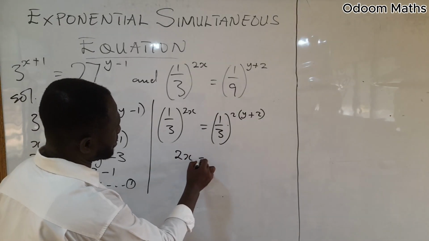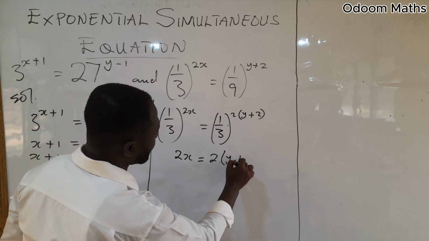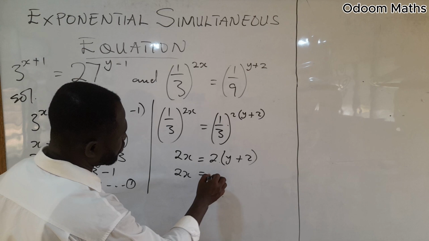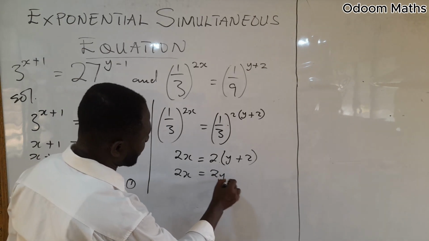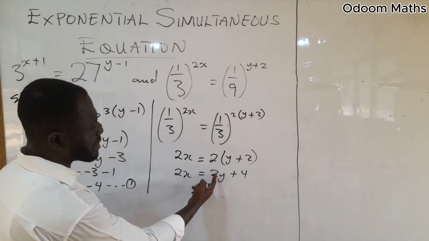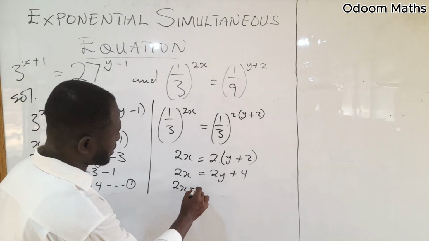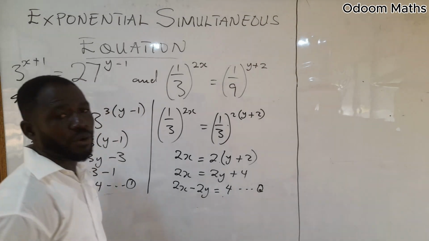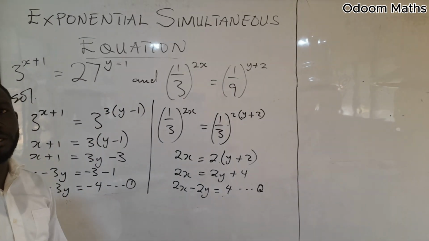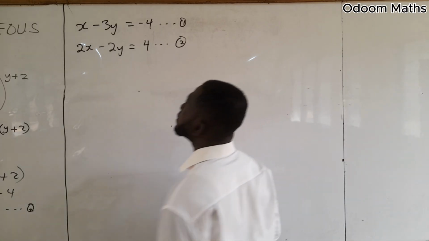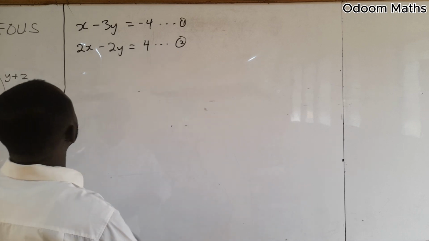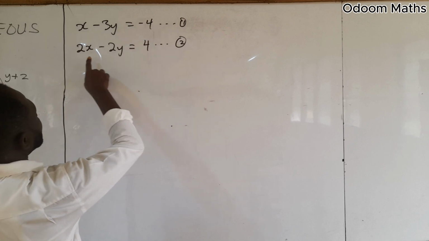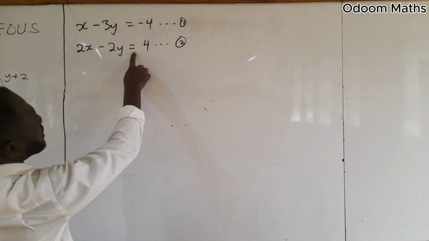So 2x equals 2 into brackets y plus 2. Then I expand this, so that is 2y plus 4. Now let me bring this here. So 2x minus 2y becomes 4, and this is my equation 2. Now we can solve the two equations simultaneously. That is equation 1, x minus 3y equals negative 4, and equation 2, 2x minus 2y equals 4.